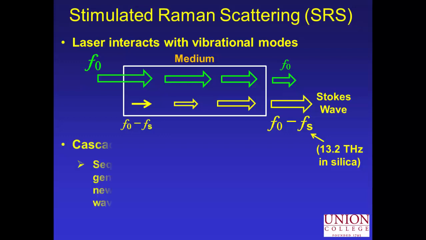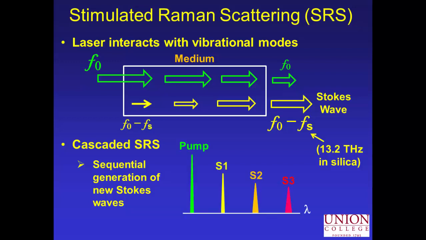What can also happen is that you can have a cascaded effect, basically a sequential generation of new Stokes waves, meaning that what we have here can be intense enough to create another Stokes wave. And so that can be cascaded. You start with this in the beginning, then you create another Stokes wave, and then this becomes strong enough to create a second one, and so on and so forth.